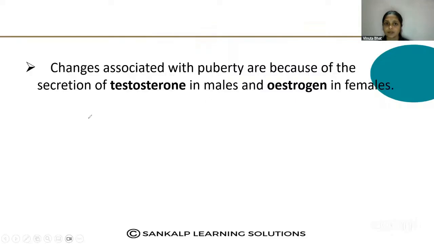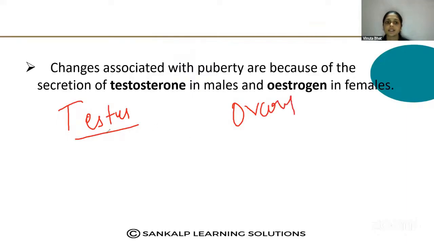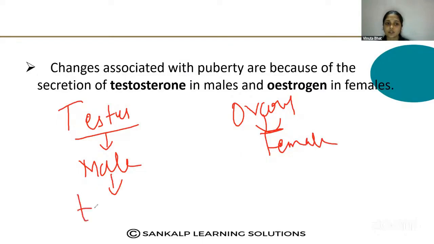Next one, the hormones released by the testes and ovary. Testes are present in the male and ovary is present in the female. Testes are responsible to produce testosterone, and the female ovaries produce estrogen.